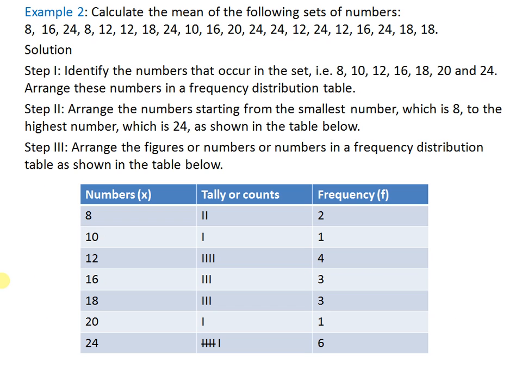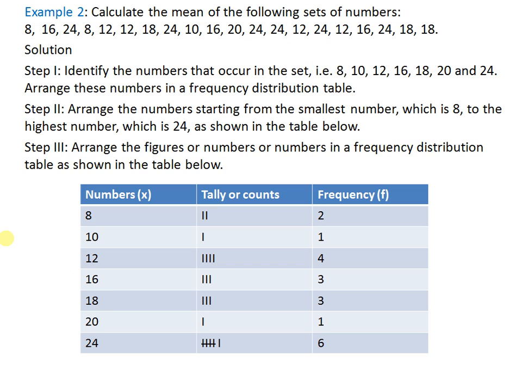This is the second example, which involves frequency. Calculate the mean of the following sets of numbers: 8, 16, 24, 8, 12, 12. Step 1 is to identify the numbers that occur in the set. You find that 8 occurs twice, 10 occurs once, 12 occurs 4 times. So you arrange it in a table as given below: the numbers, the tally count, and the frequency.